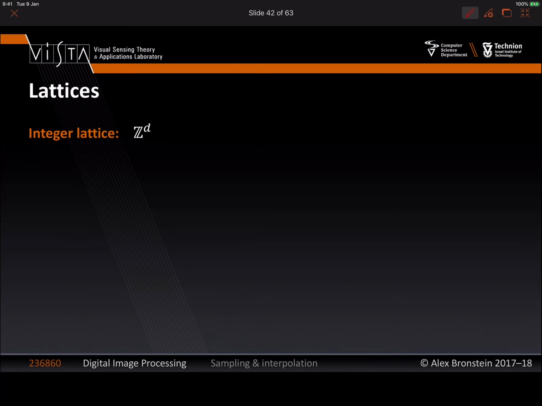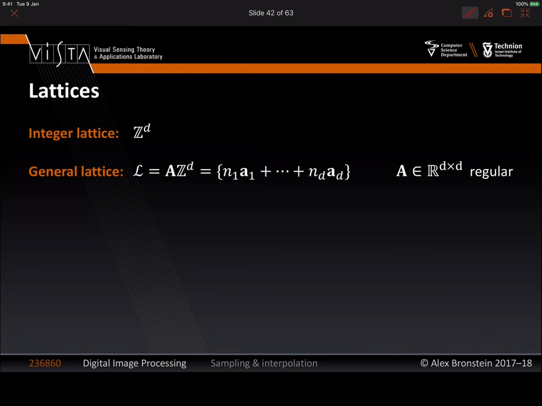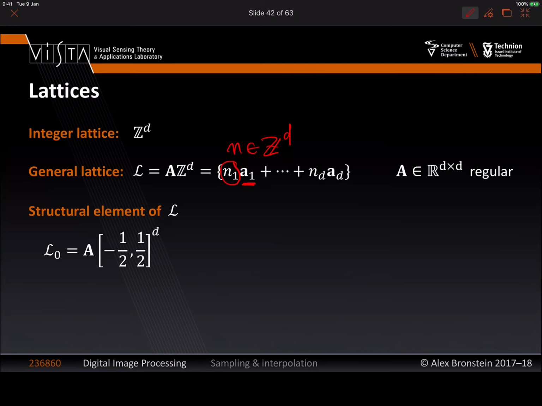Okay, so let's take our lattice and define a general lattice as a linear transformation of the integer lattice. So I will take a regular D by D matrix A, and I will scale the elements of the lattice by this matrix A. When I write A times Z^D, I actually mean that I take n from Z^D, a tuple with D integer coordinates, and then I take n1 times the first column of A, then I add to it n2 times the second column of A, and so on until I add to it nd times the last column of A. Okay, and this will define the general lattice. I will show you a picture in a second.